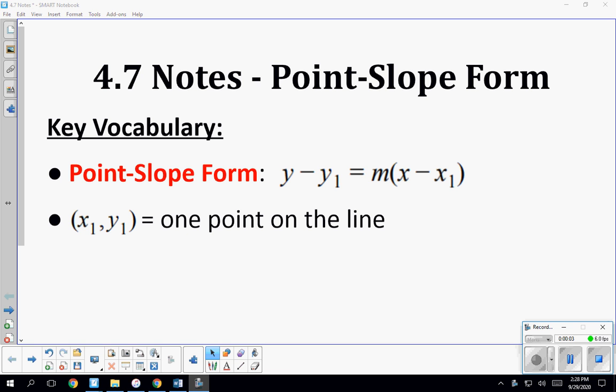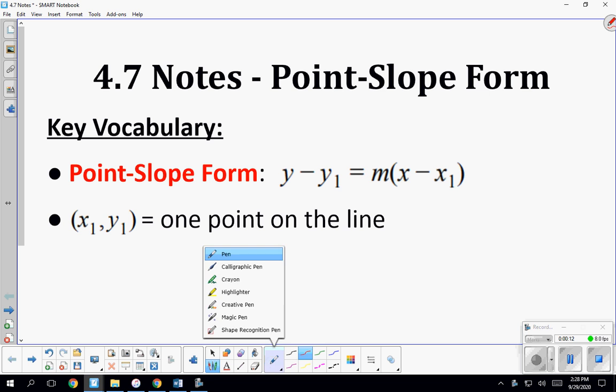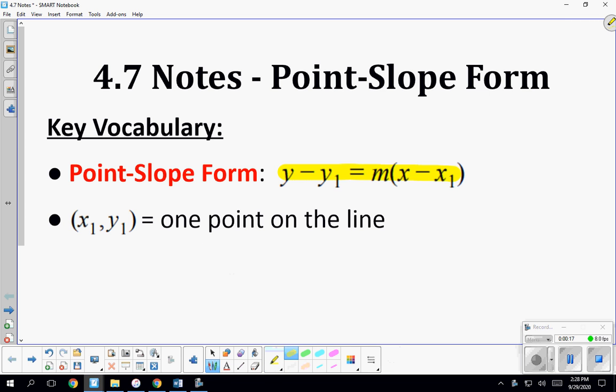In this video, we're going to introduce a different form. It's called point slope form. It describes a linear function, and it's just a different way to write it when you're given different information. So the form looks like this guy right here.